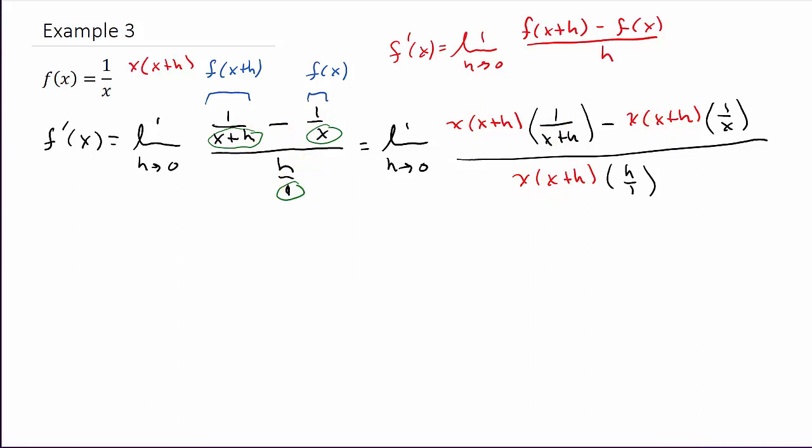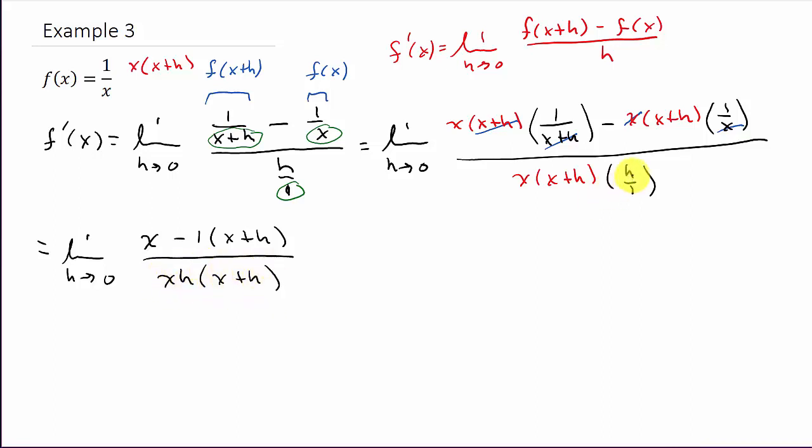Alright, and what happens there? Well, look, the x plus h is canceled there, the x is canceled there, and so I'm left with the limit as h goes to 0. Okay, so I've got x times 1 is x minus 1 times x plus h over, and then this is what? x times x plus h, and h times this. I'm just going to write the h on the outside. It doesn't matter. You can do it either way.